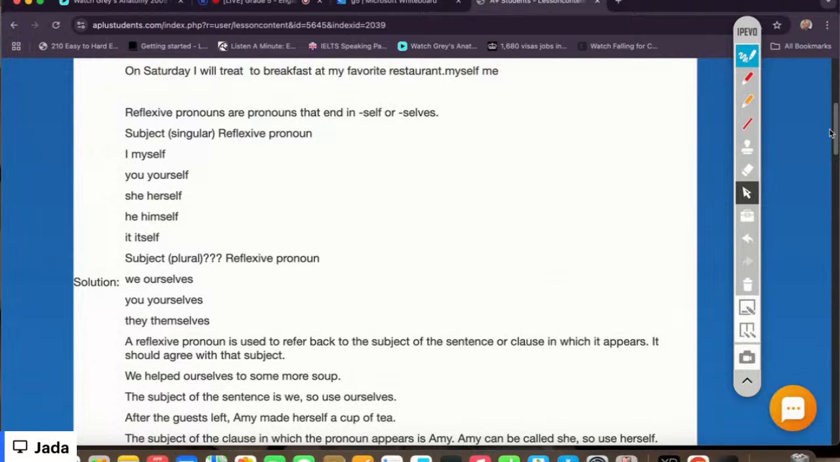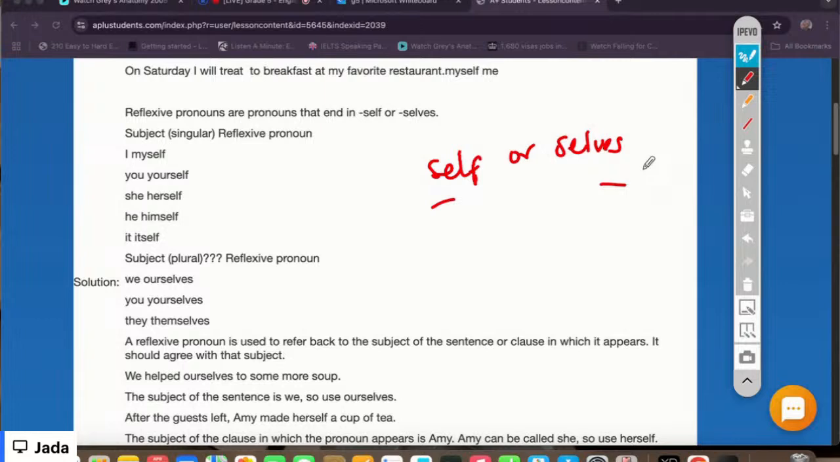All right, so we will start now. Reflexive pronouns are pronouns that usually end with self or selves. So they are pronouns that end with self or selves. All those ones that you see ending with self or selves, they are all reflexive pronouns.